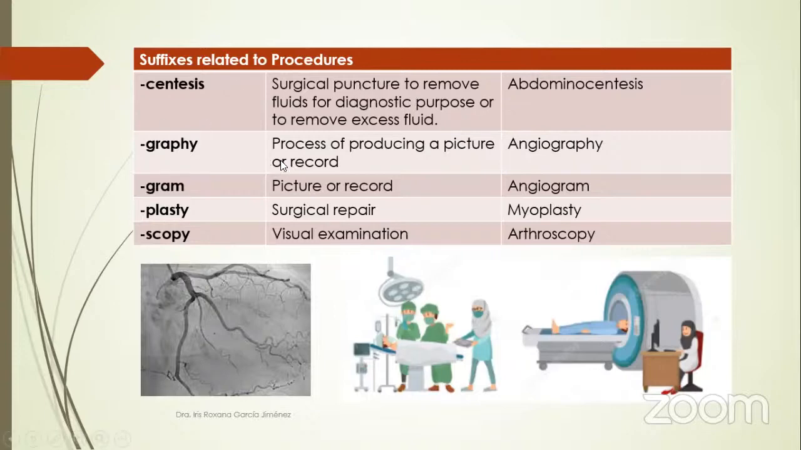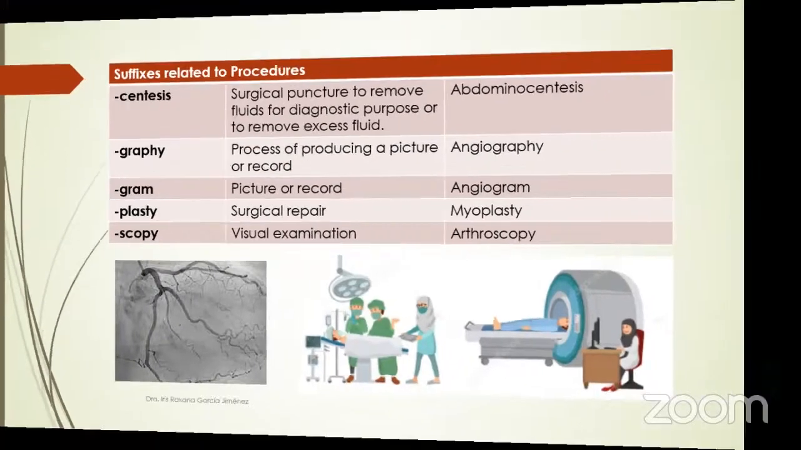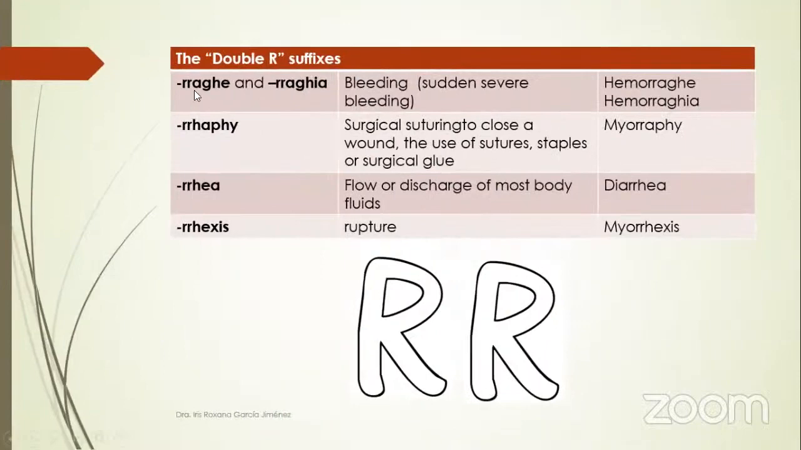Graphy, process of producing a picture or record, angiography. Gram, picture or record, angiogram. Plasty, surgical repair, myoplasty. Scopy, the visual examination, arthroscopy, okay, or endoscopy too, right? Easy to catch.